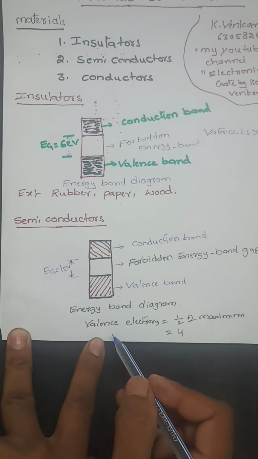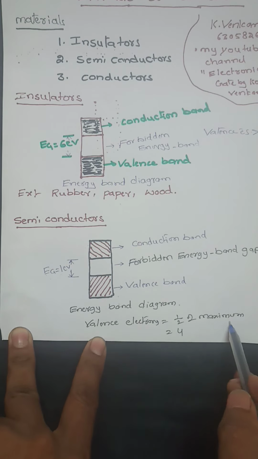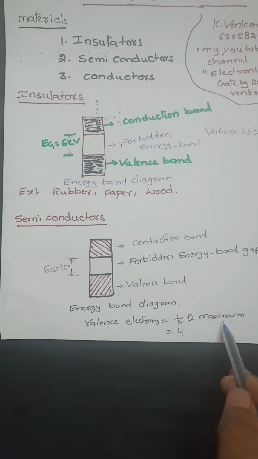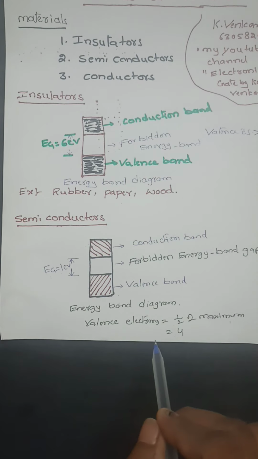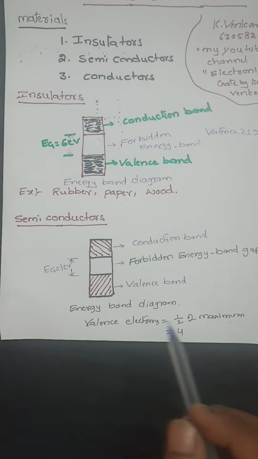The valence electrons of semiconductors are exactly half of the maximum. The maximum number of valence electrons is 8, and half of 8 is equal to 4. So the valence electrons of semiconductors are exactly equal to 4.